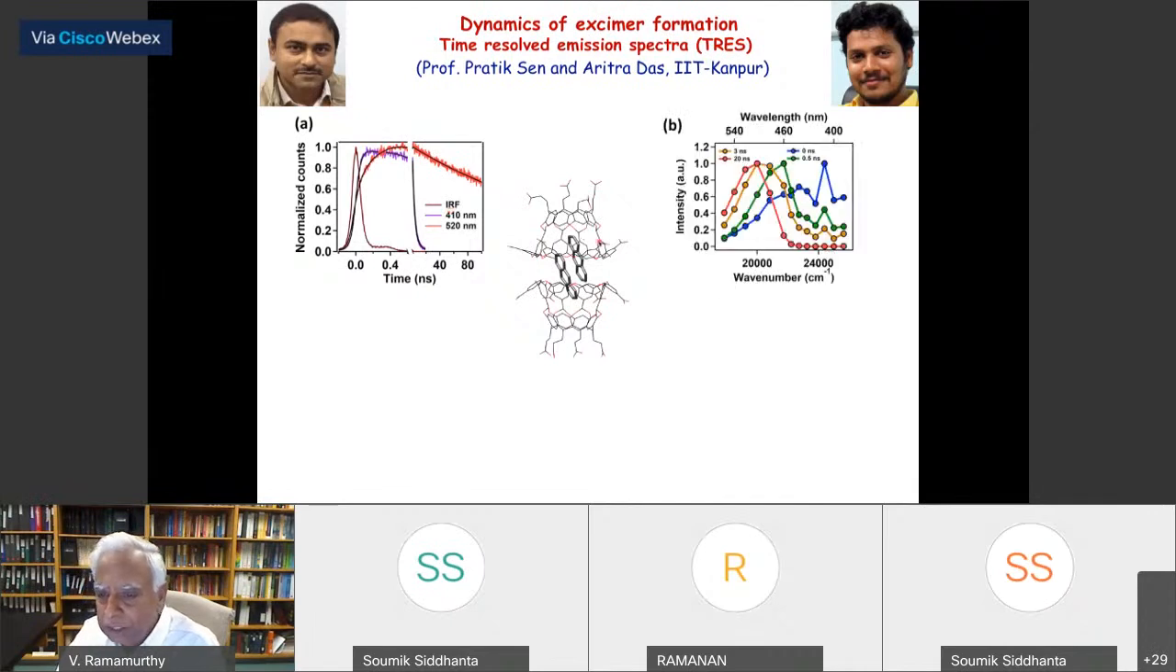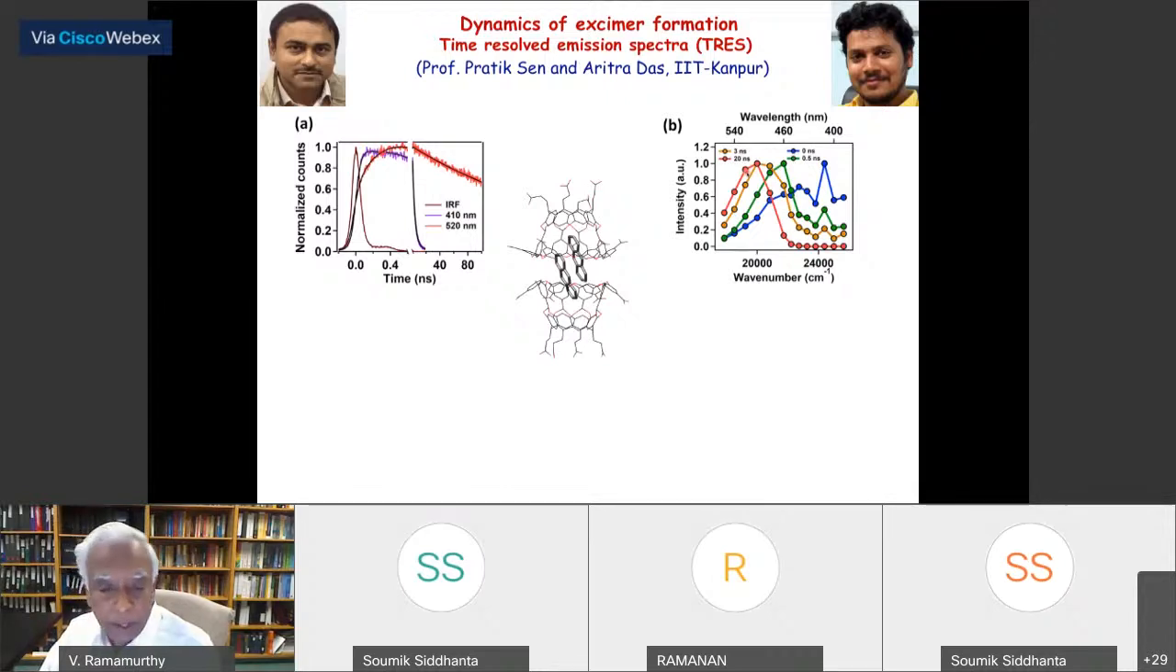And if you look at these excimer emissions, if you look at the total emission with respect to time, again, these are done in the sub-nanosecond, picosecond time regime. At the very beginning, you see this emission. As the time goes on, the emission keeps shifting. Okay, this is very, very unusual, even today.